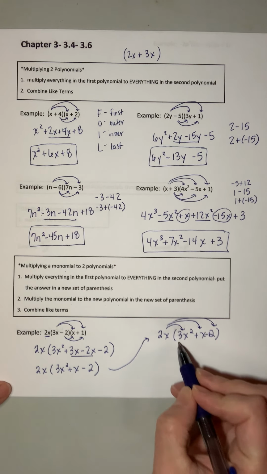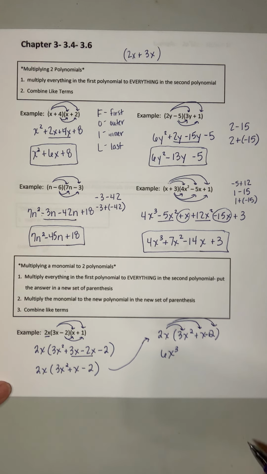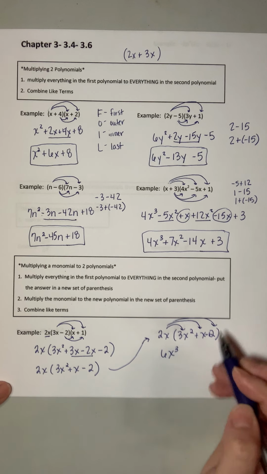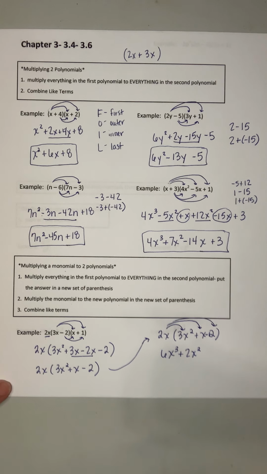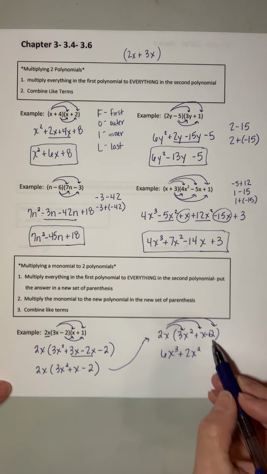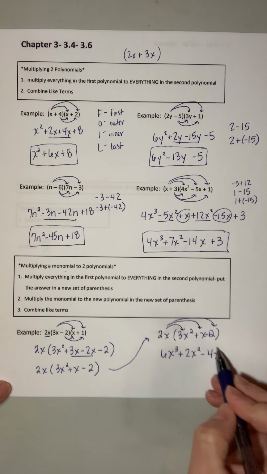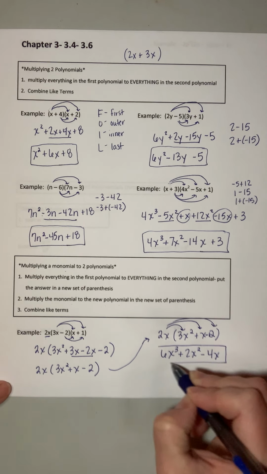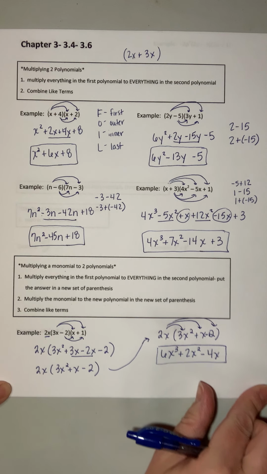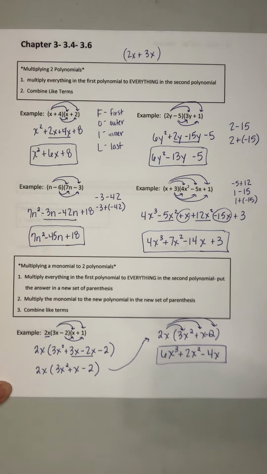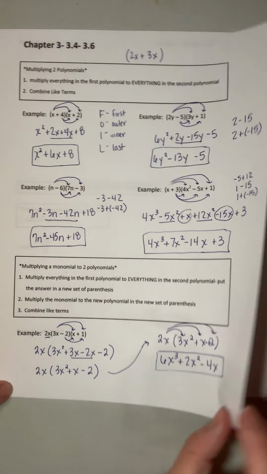so I have 2x times 3x squared is 6x to the third. 2x times x is 2x to the second. And 2x times negative 2 is negative 4x. There's no like terms, so that one is done. Keep in mind, anytime you have a variable by itself, there's that invisible 1 in front of it.